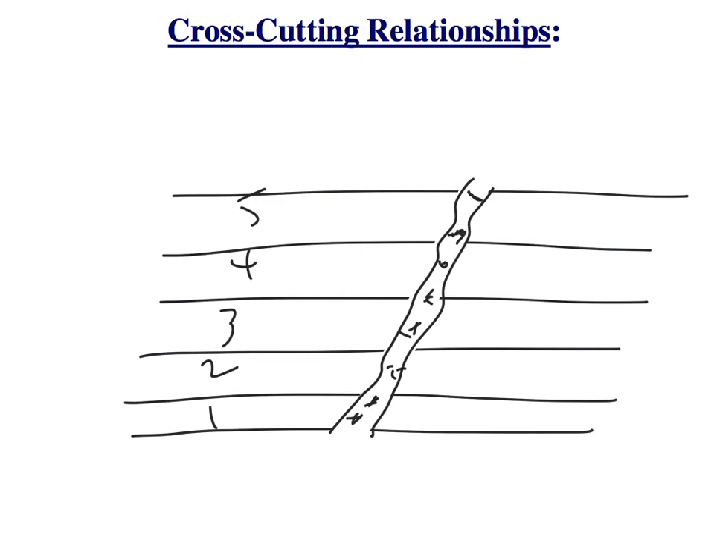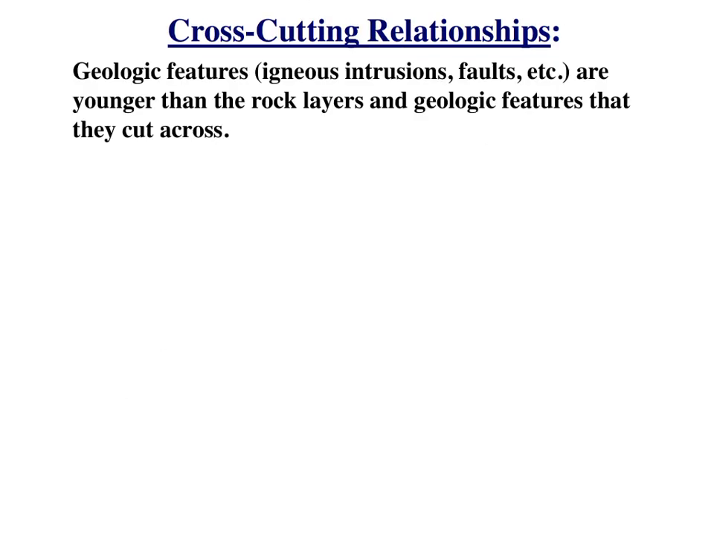What the principle of cross-cutting relationships suggests, very simply, is that this igneous intrusion is younger than the rock that it cross-cut. Pretty straightforward. Where this gets complicated is, I'll draw a diagram on the next slide and show you. So here's a formal definition of this. Geologic features, and on the previous slide I gave you the example of the igneous intrusion, but this can also happen with faults, with river cross-cuts, whatever, are younger than the rock layers they cut across.